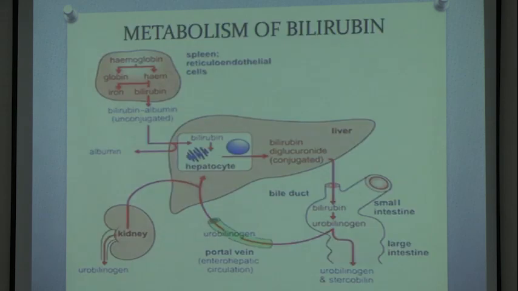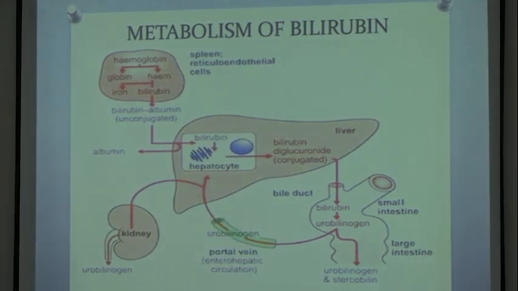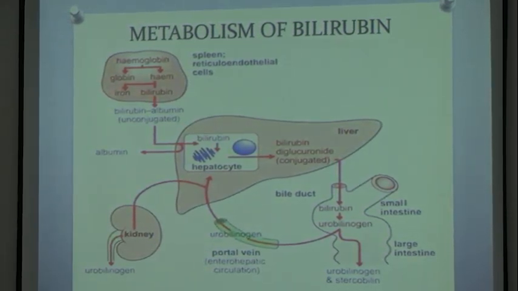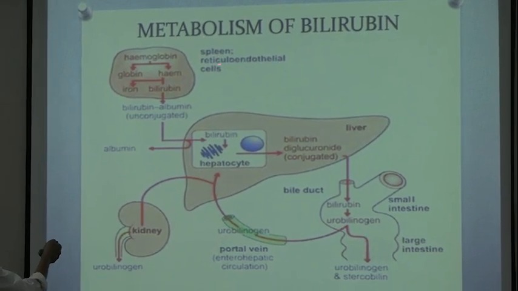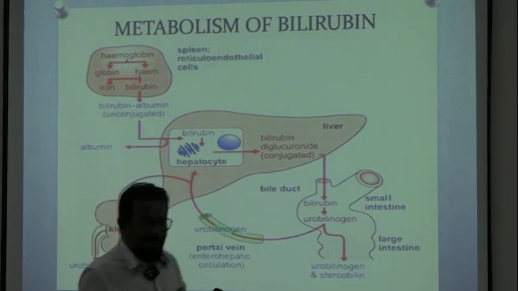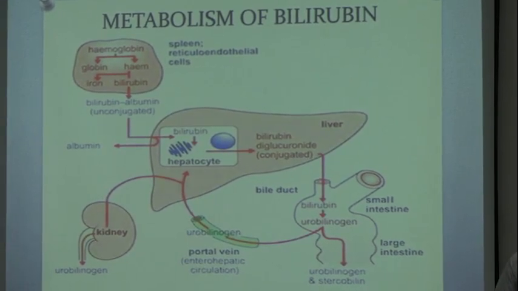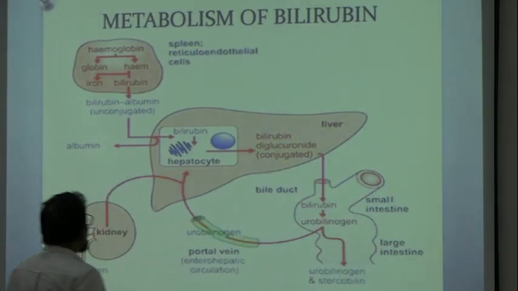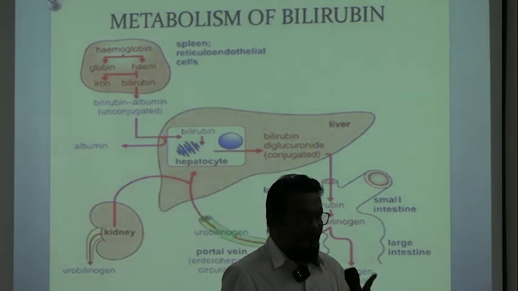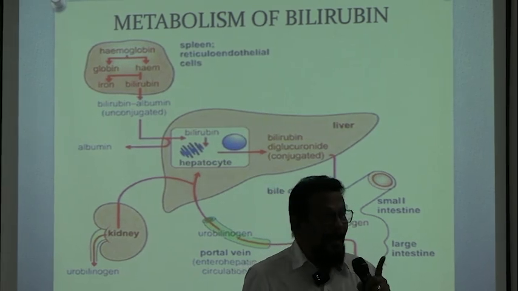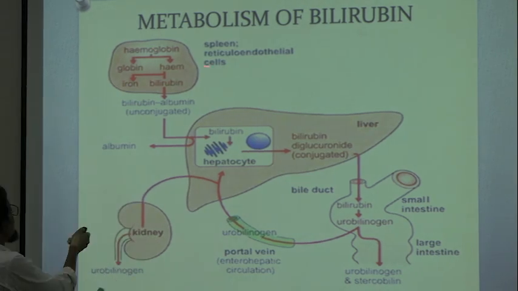See the metabolism of bilirubin. Just try to recall. The spleen, reticuloendothelial cells. Besides the spleen, what are other organs? Bone marrow, liver also, and lymph glands. So here I am mentioning only the spleen. Within the spleen there are a lot of reticuloendothelial system cells. One of the cells is what? Macrophage. So within the macrophage, what is happening?